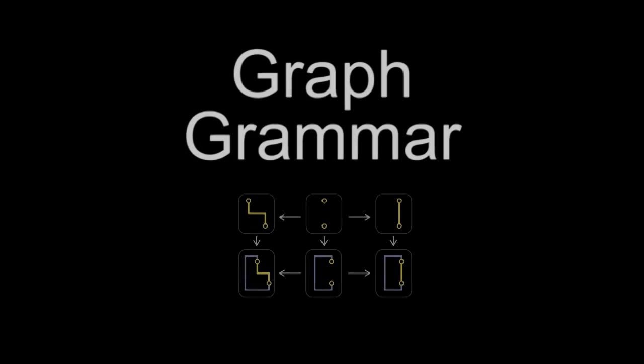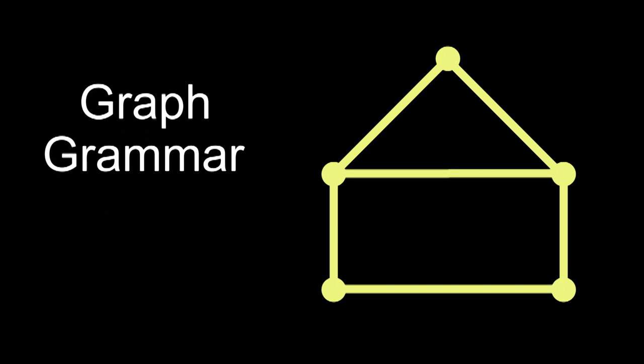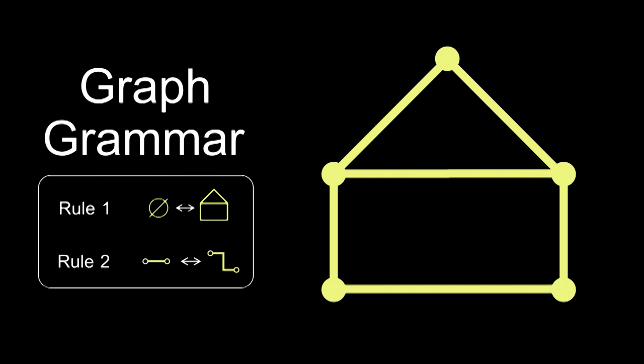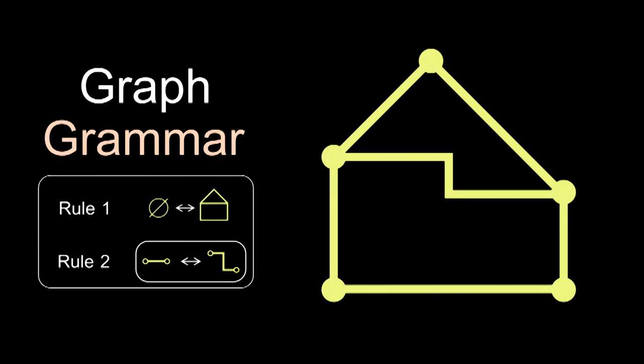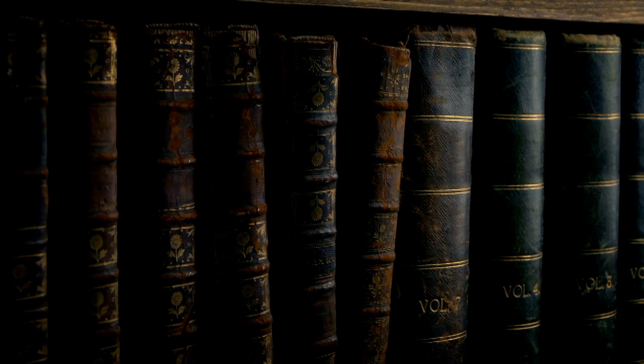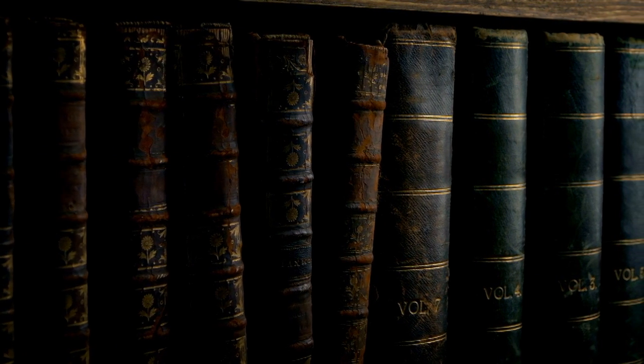My method uses something called a graph grammar. Let me explain this. A graph is a set of vertices connected by edges. A graph grammar is a set of rules that modify a graph. Now you may wonder, why is it called a grammar? This is for historical reasons. This has little to do with language.